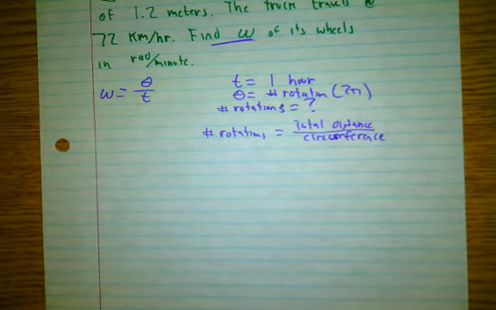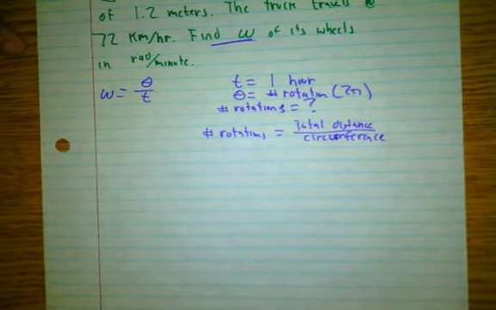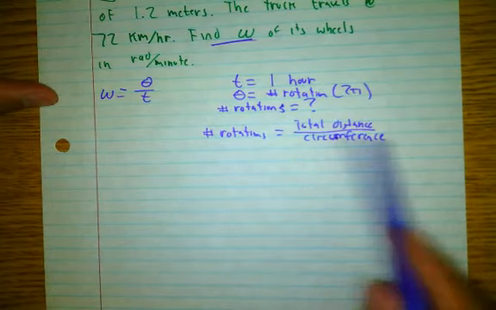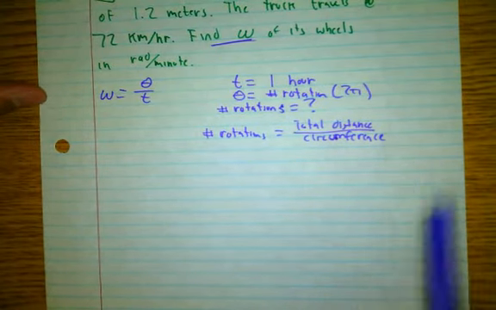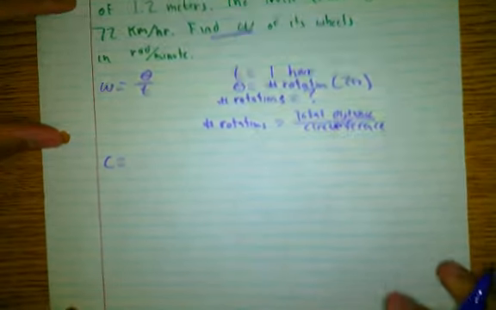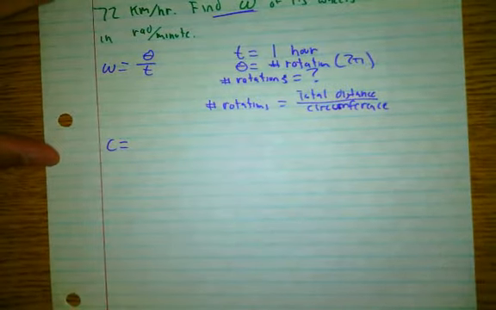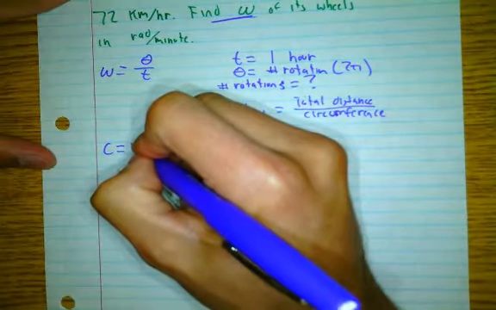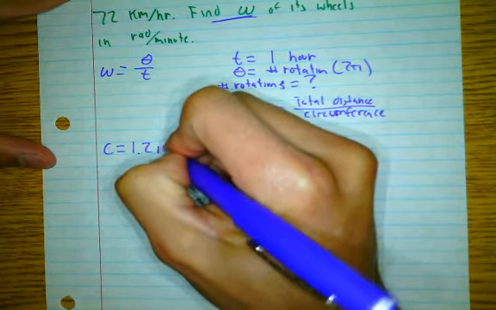Okay? Now, there's some other challenges we're going to have to encounter along the way. We can't apply this just yet. We need to find the circumference. So let's start there. Circumference equals what? 2 pi r, which in our case is going to be what? 1.2 pi. And the units will be what? Meters. Awesome. So I got my circumference.